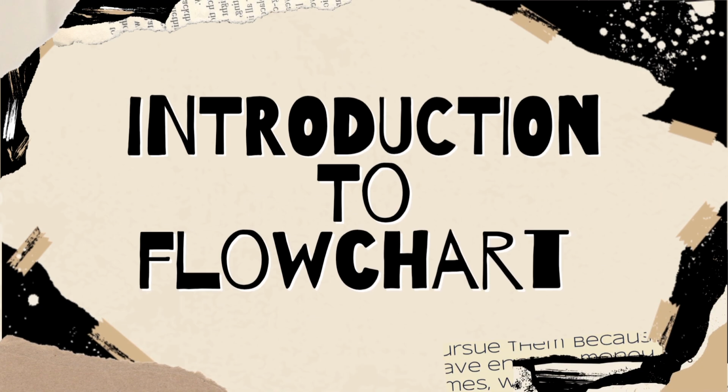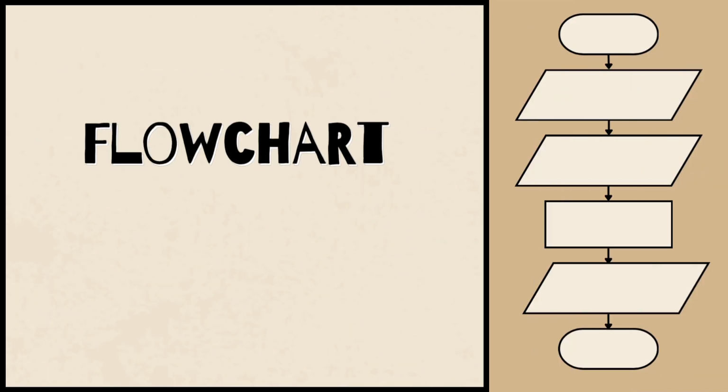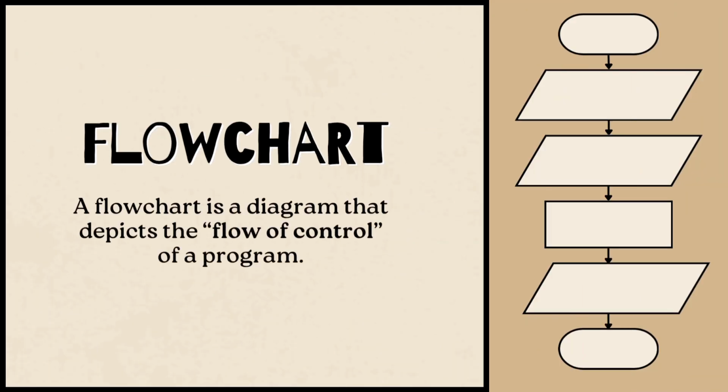Introduction to flowchart. A flowchart is a diagram that depicts the flow of control of a program. They serve as a planning tool before writing code. It shows the logical order of operations using symbols connected by arrows.